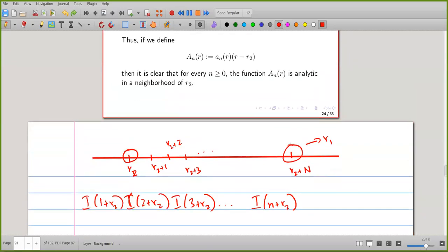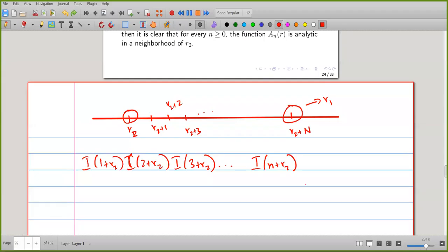If n is strictly less than capital N, then this polynomial never vanishes. The denominator does not vanish. And there's I of, let's say, n minus 1 plus R2. Then we have I of n plus R2.